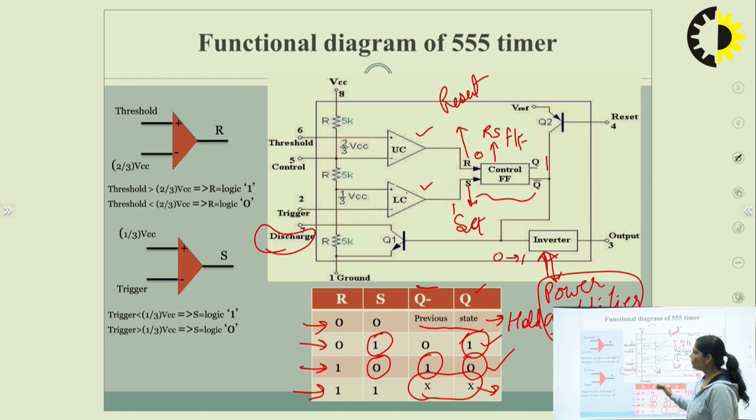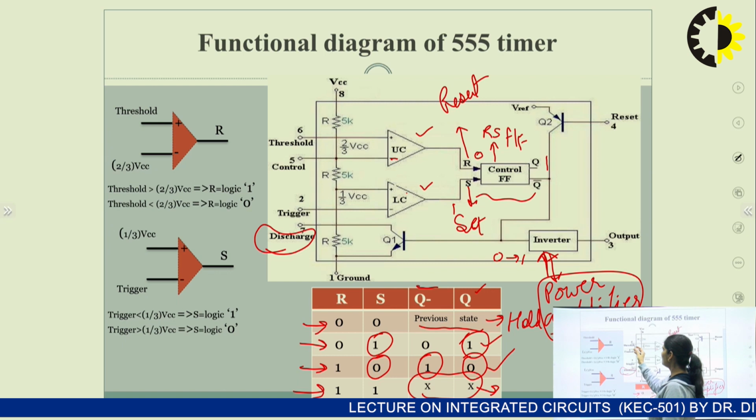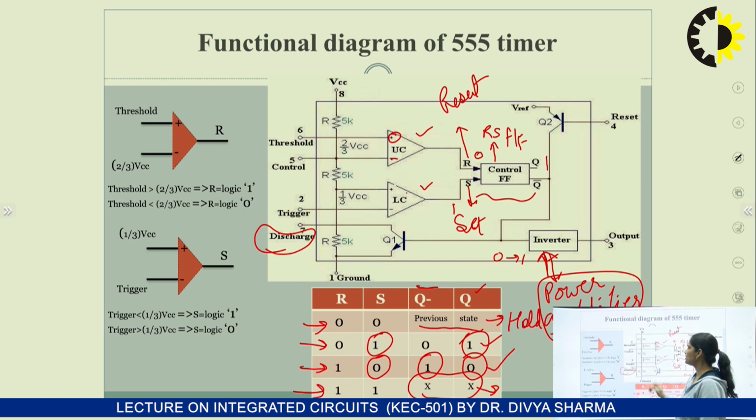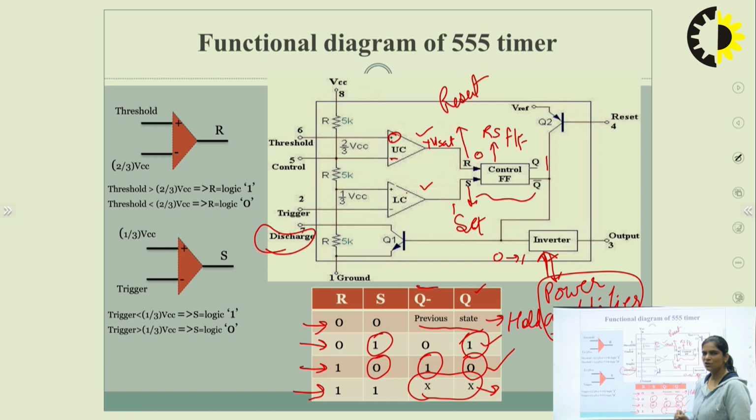As you all know, in this comparator, the positive terminal is connected to pin number 6, threshold, and the negative terminal of this upper comparator is connected to control. This is pin number 5, and this is pin number 6. So if the positive terminal of this comparator is high compared to the negative terminal of this upper comparator, you will get the output of this comparator as plus V saturation. And here you have to define the output in the form of 0 or 1. If it is plus V saturation, it is 1.